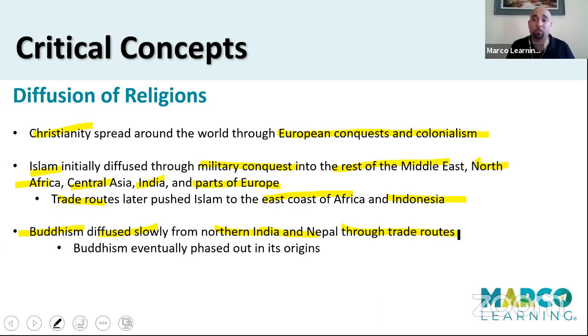It starts in northern India, Nepal, shifts east towards China, and eventually fades out in its hearth, in its origin. So basically, in northern India, there are almost no Buddhists, all right? So it phases out. There are almost no Buddhists in northern India. And in Nepal, they're only about 10% of the population. All right, let's continue on.